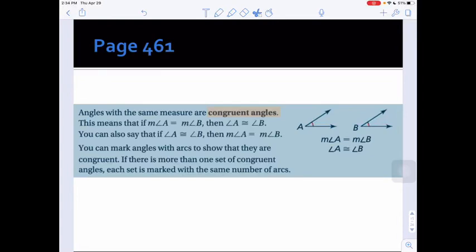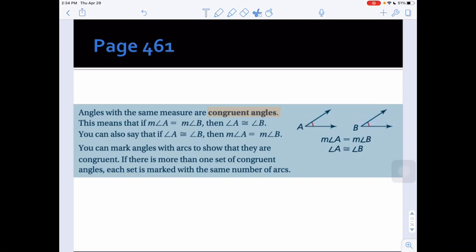Section 7.4, example 3 on page 461. Angles with the same measure are congruent angles. This means that if the measure of angle A equals the measure of angle B, then angle A is congruent to angle B. You can also say that if angle A is congruent to angle B, then the measure of angle A equals the measure of angle B. You can mark angles with arcs to show that they are congruent.